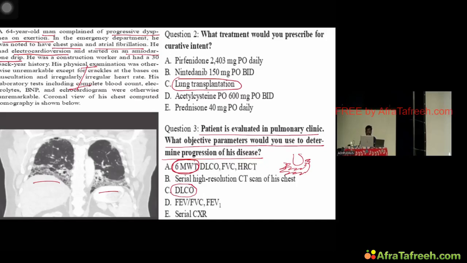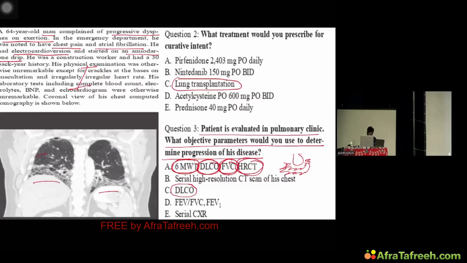So it is going to be a subjective test. DLCO is objective. FVC is going to be decreased in all interstitial lung diseases. It will not tell about the progression. HRCT, again, it is going to show only honeycombing pattern.